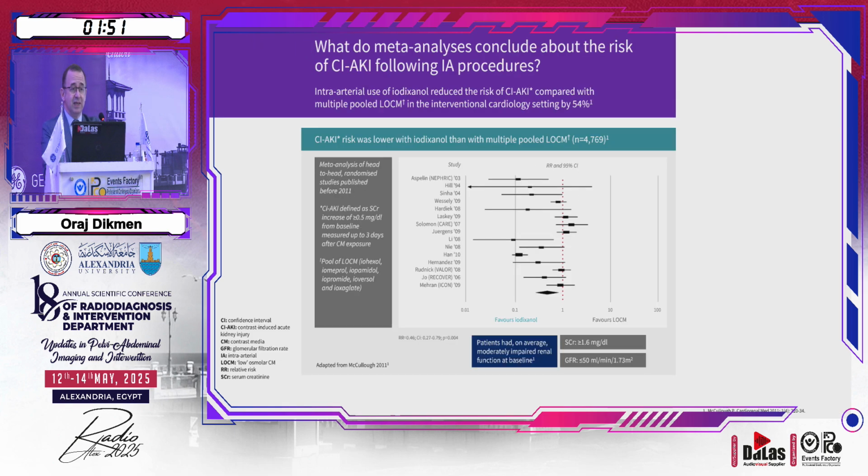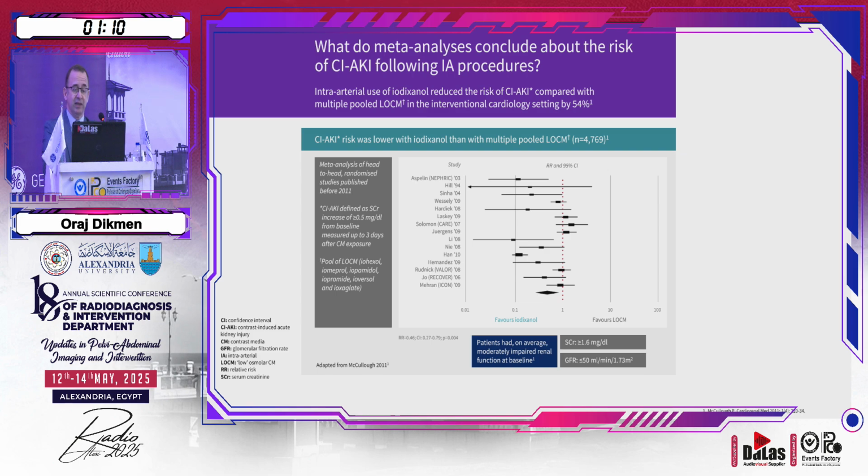This is a meta-analysis demonstrating the difference in the usage of low osmolars and isoosmolar contrast media in the interventional radiology setting. So intraarterial use of Visipac reduced the risk of contrast-induced acute kidney injury by 54%. In simpler terms, in intraarterial injections, if you choose Visipac over low osmolar contrast media, you have removed at least half of the acute kidney injury complications. This is from the McCullough meta-analysis published in 2011.